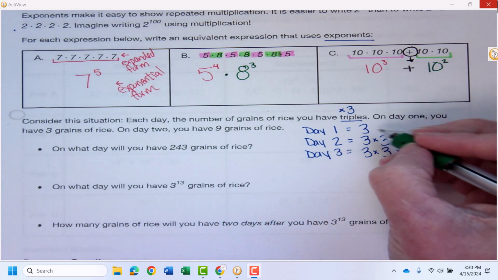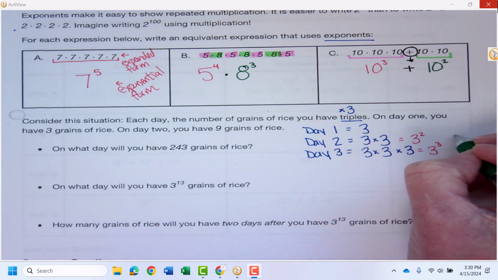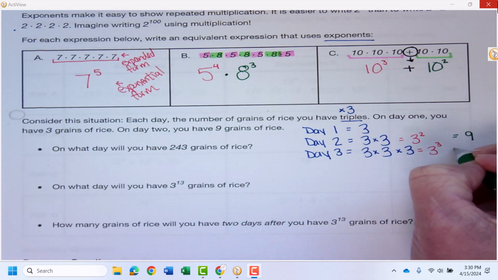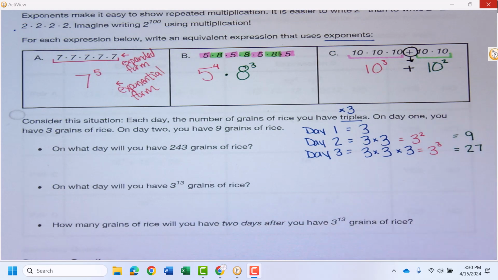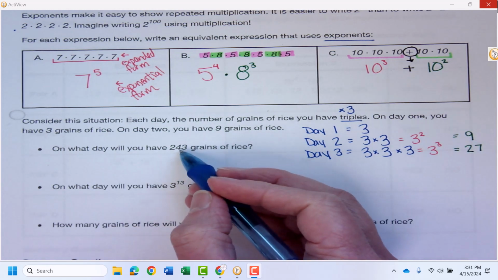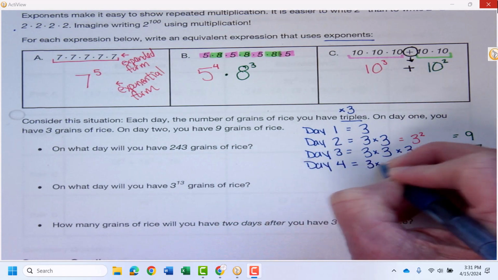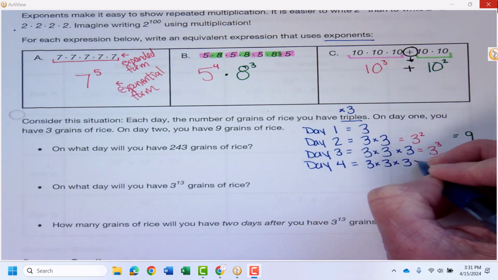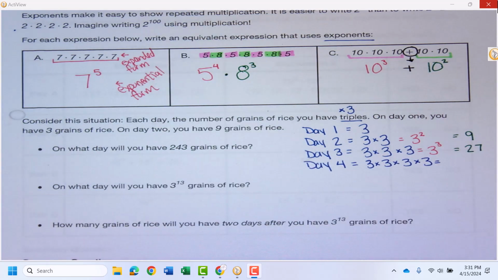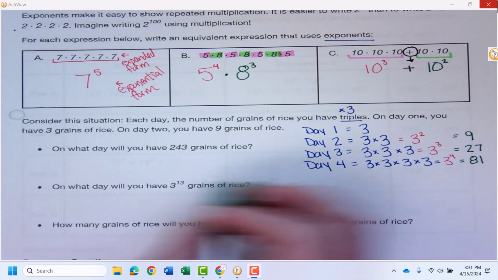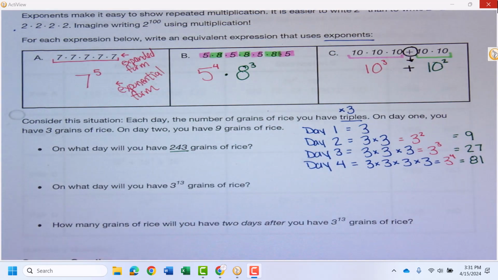On day 1, I had 3. On day 2, I had 3 times 3, or 9. On day 3, that tripled again. I had 27. I guess I need to keep going until I have 243 grains of rice. Let's try it out. On day 4, I had all of that from day 3, and then that tripled. That's 3 to the 4th power. If I triple the 27, I get 81. So we're not quite there yet, but we're going for 243 grains of rice.